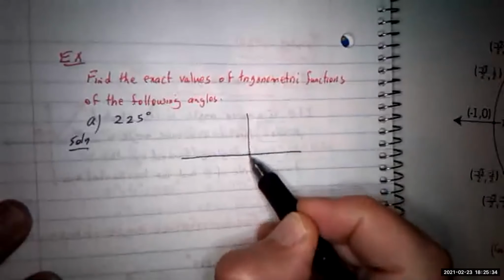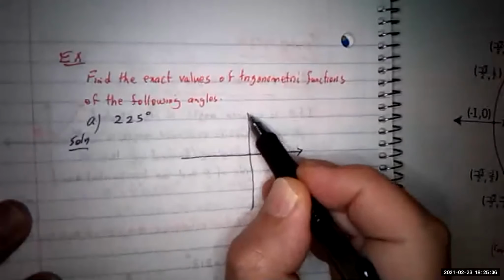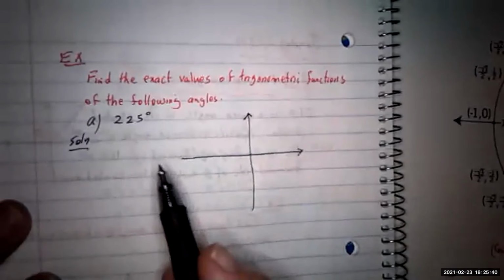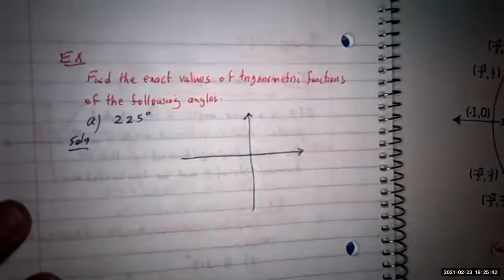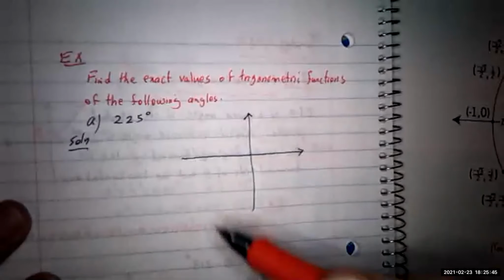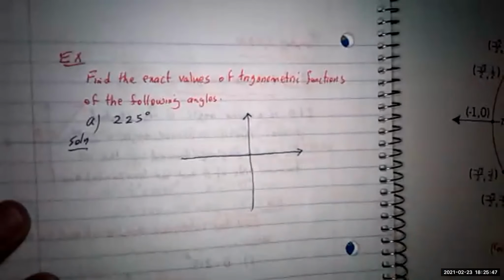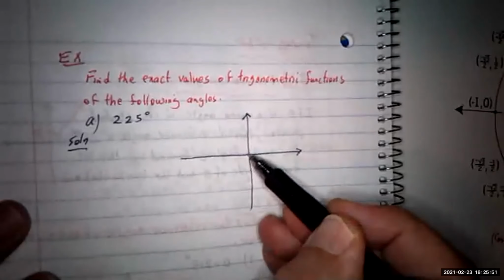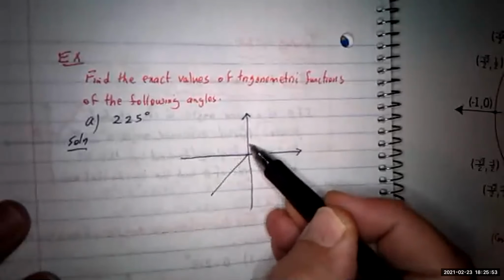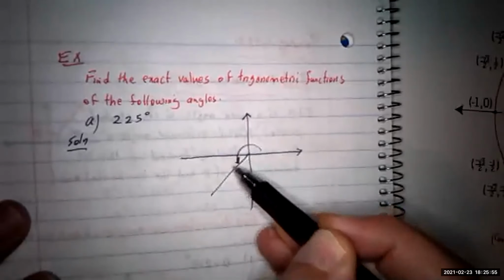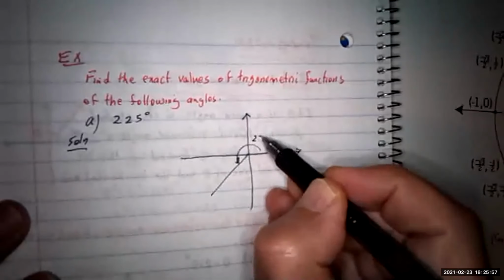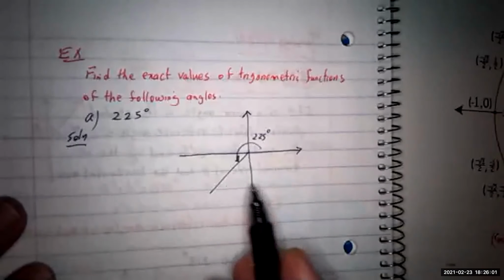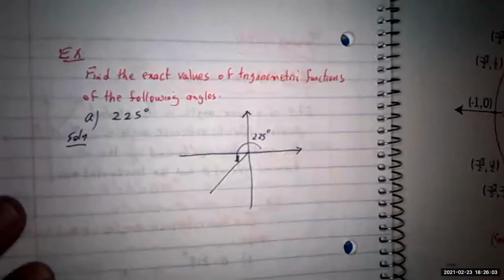I'm going to locate it first. This is 225. So this is 180, so I have to go 45 more to get this one here. So I'm going to be here. So this is going to be the angle at 225 degrees. And the acute angle is going to be this one. You see the reference angle?